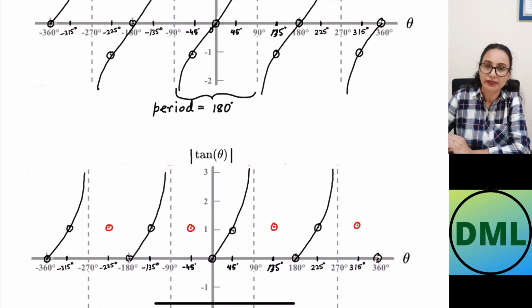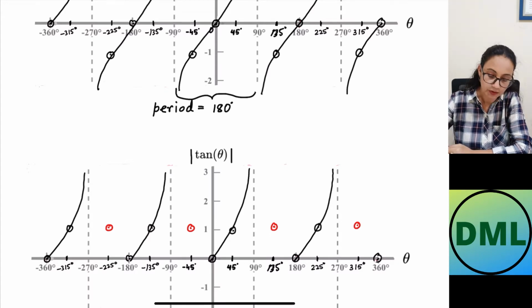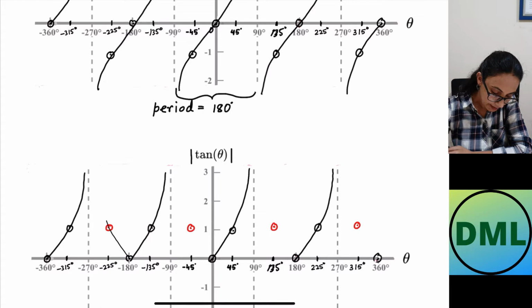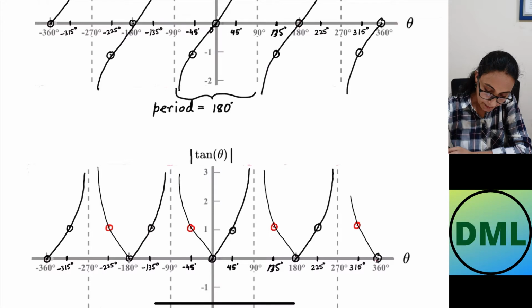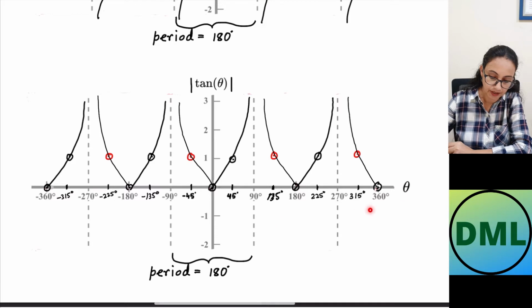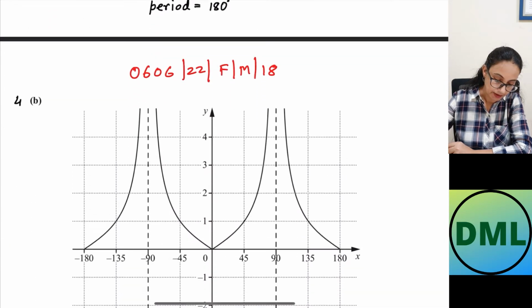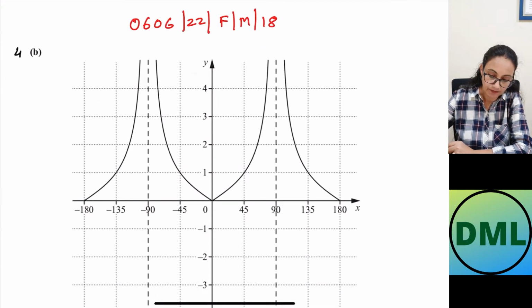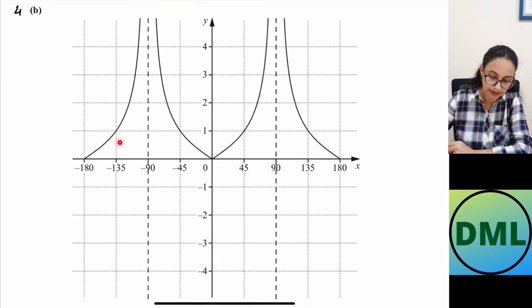Now I need to join the red points. So let's join it like this. So now this will be your graph for mod of tan x. Nothing is negative, everything is positive. Now this is your graph given to you. So as you can see, this is the modulus function because there is nothing below the axis.